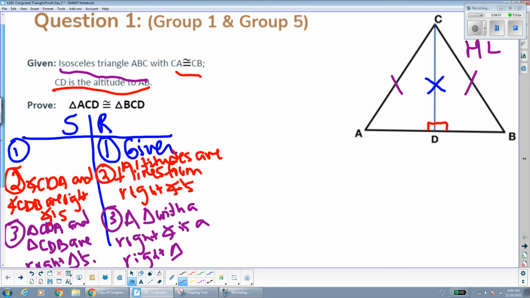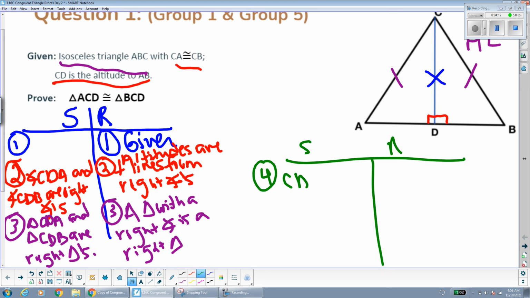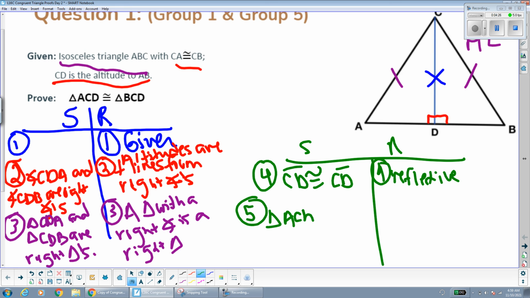So all we need to do next is mention the legs, which is the shared side between the two triangles. So let me continue over here and mention that. So I'm going to write CD is congruent to itself. That's by the reflexive property. And then finally, we now have included all of our information to make the statement that triangles are congruent to each other by HL. Remember, whenever you plan to use HL, you actually do have to make the statement in your proof that the two triangles are right triangles.